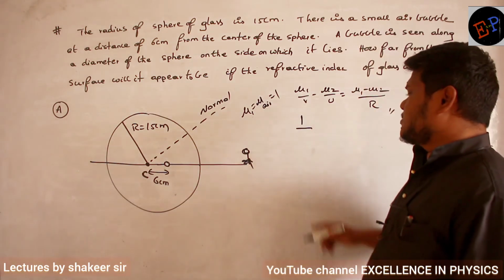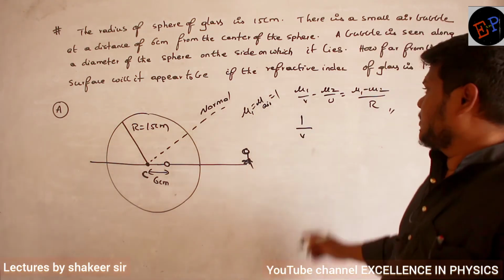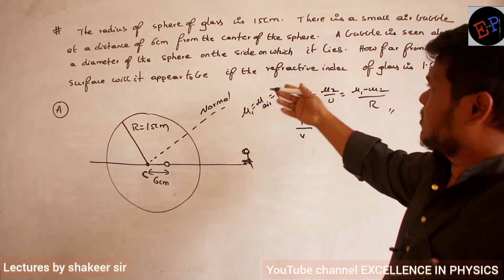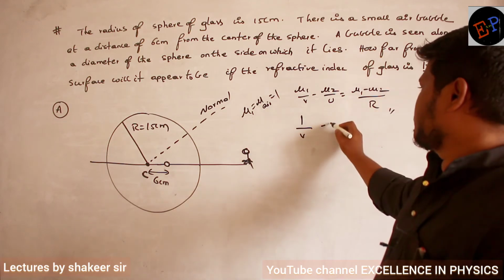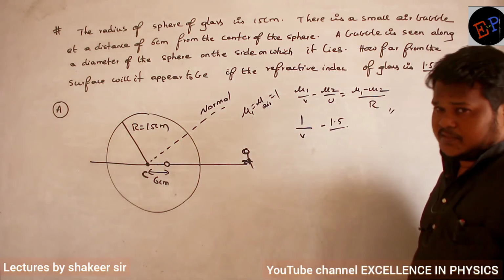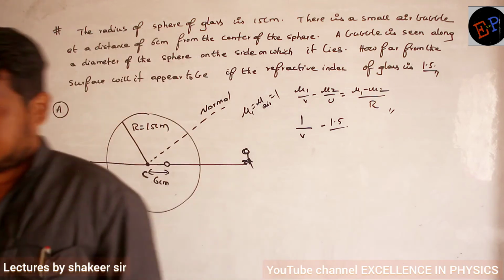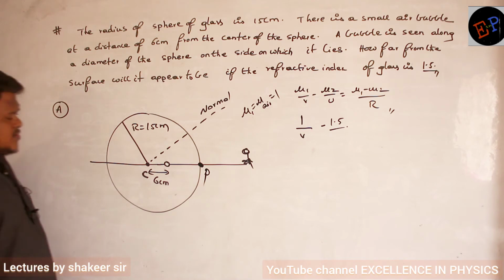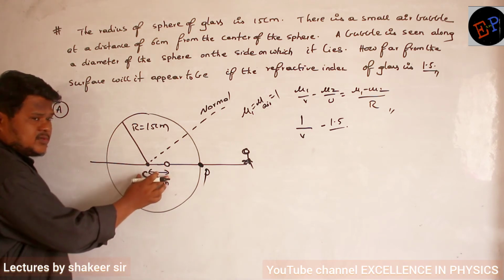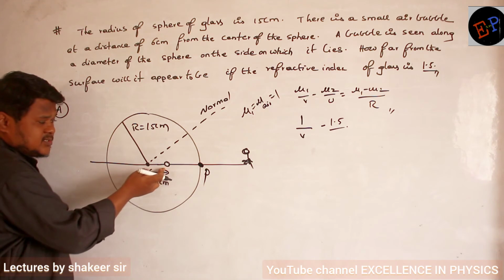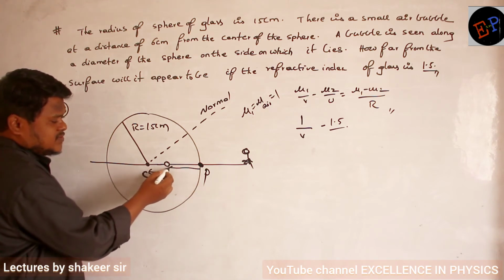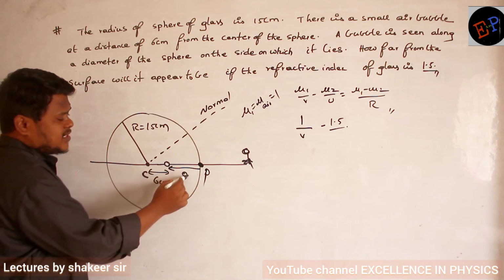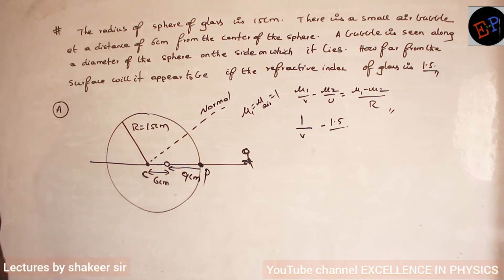Clear? Image distance, that's what I am supposed to find out. Mu2, the refractive index of the glass, is how much? 1.5. So 1.5 divided by the object distance. Now here, can you say which is the pole of this glass? This becomes the pole. So the object is present at how much distance? 6 only? No. This distance you have to take, 9 centimeter. Plus 9 or minus 9?